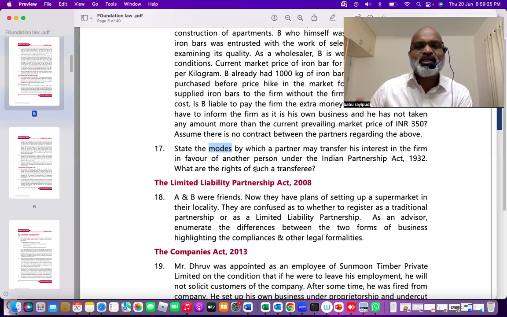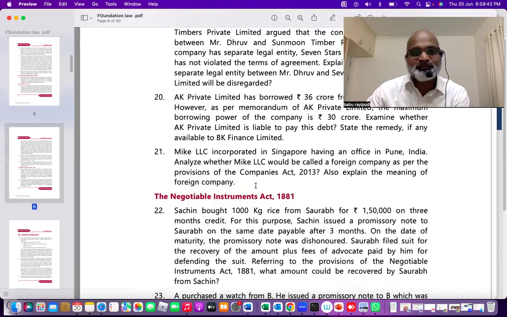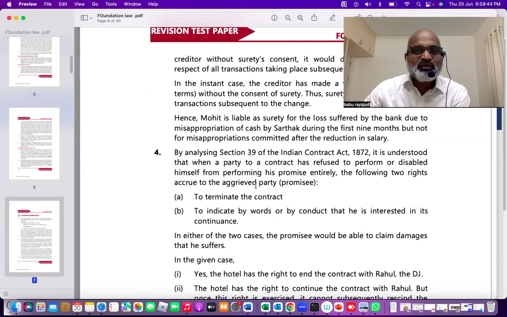So you strictly explain, first of all, this kind of partnership happens when an existing partner wants to transfer his interest to anybody, what exactly is the mode? And what are the rights of such a transferee? This kind of concept is related to sub-partnership. So let's see the 17th question answer in front of you.